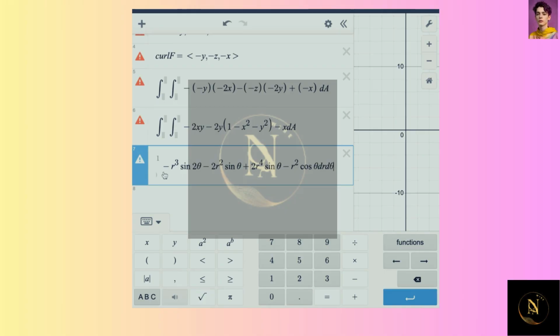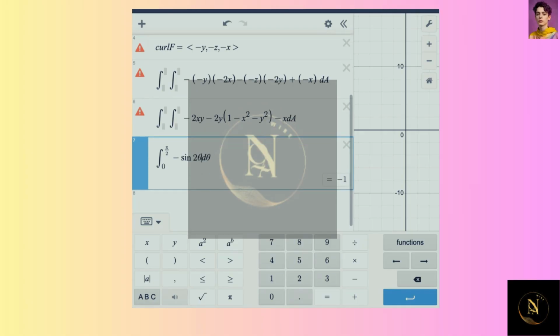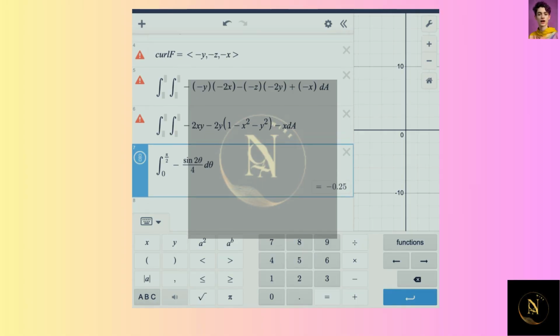Once we simplify this further, the first integral, the dr integral, will end up giving us negative sine of 2 theta over 4 minus 2 sine theta over 3 plus 2 sine theta over 5 minus cosine theta over 3. This is the final integral that we have to evaluate right here.